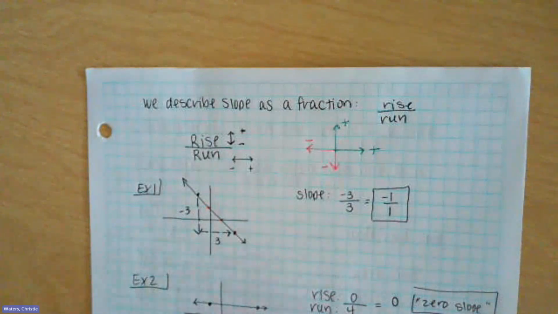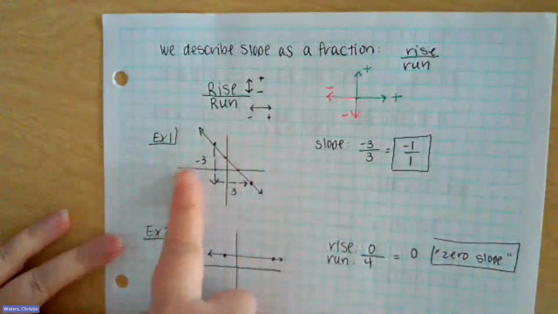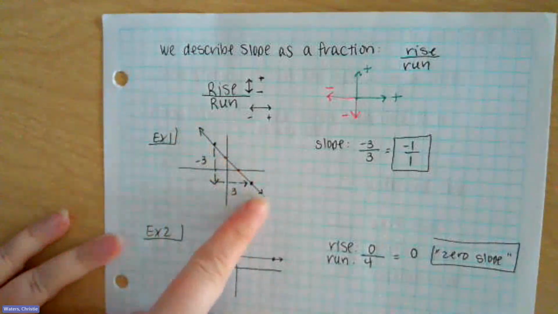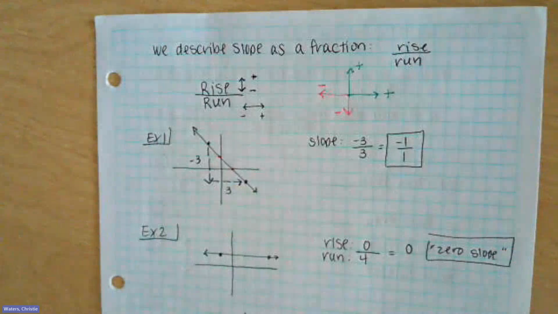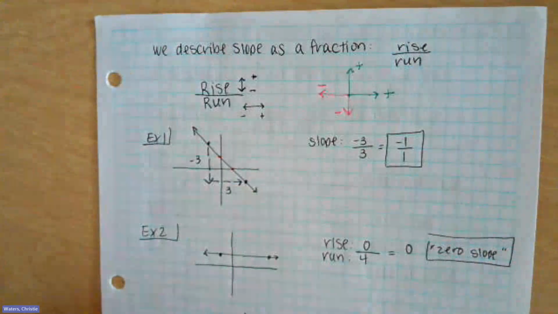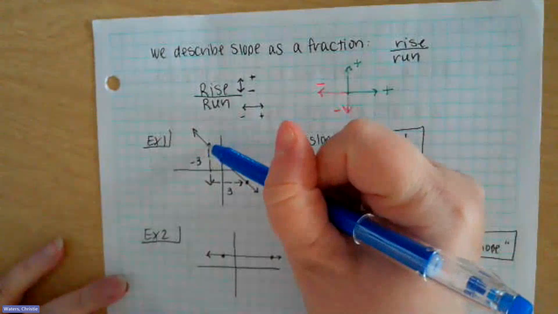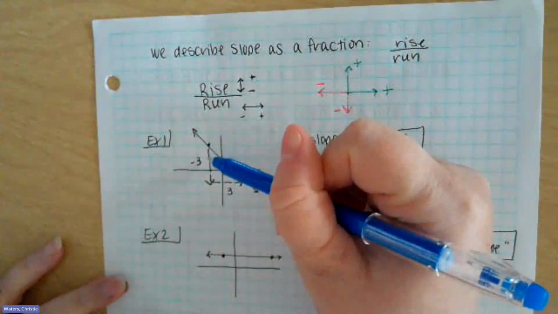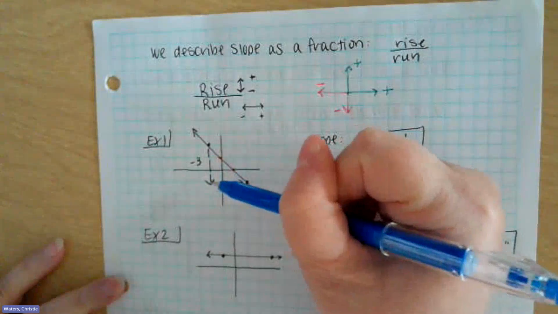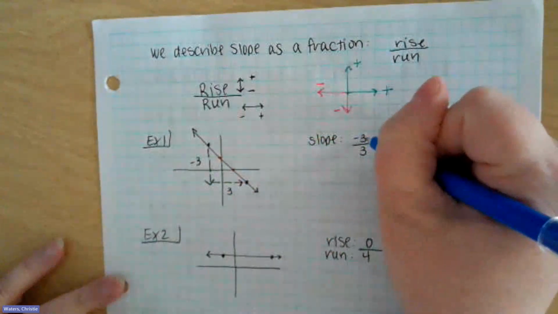So here's another example, example 1. So we've got this line here. It is a negative slope. I can see that right away. It's going down from left to right. So I need to figure out how to describe the slope using rise and run. So when I look at this, I've got a point here, I've got a point here. So I could count down 1, 2, 3, and right 1, 2, 3. So my slope is -3/3.